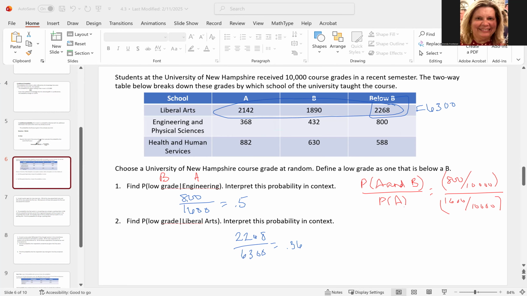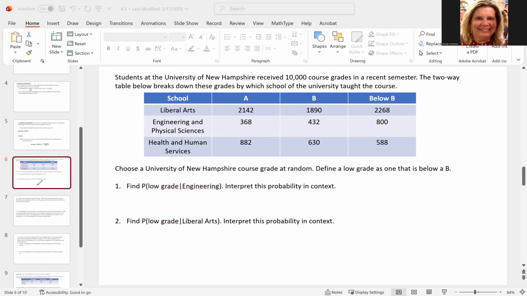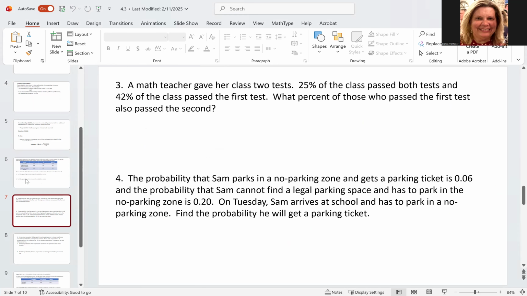If you don't have the raw data, however, let's suppose they just gave you probabilities. That's where you do need to use the formula. So let's suppose a math teacher gave her class two tests. 25% of the class passed both, 42% passed the first test. What percent who passed the first also passed the second? So some of this is being able to rewrite it. So I want the probability.